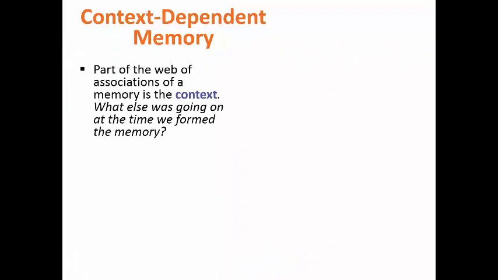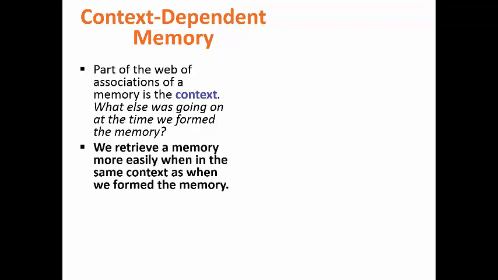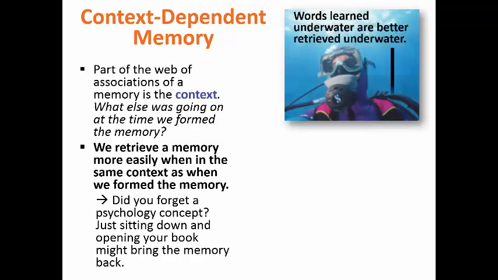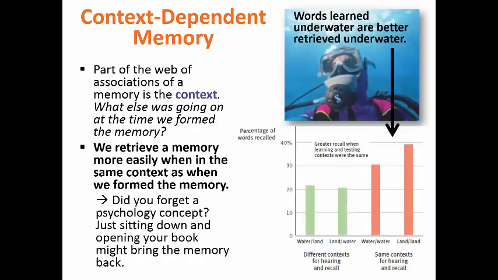Context-dependent memory. Part of the web of associations of a memory is the context. So what else was going on at the time the memory was formed? We retrieve a memory more easily when we learn in the same context as we form the memory. That's why they actually suggest sometimes studying in the classroom where you're going to have the exam, for example, because when you go into that room it's going to trigger the information that you learned in there. So did you forget a psychology concept? Just sitting down and opening your book might bring the memory back. Words learned underwater are better retrieved underwater. So isn't that kind of cool?